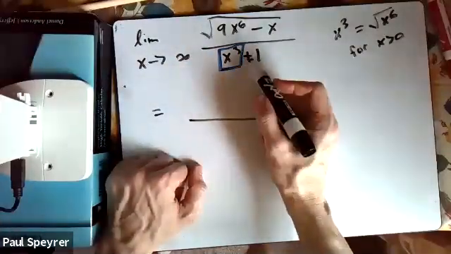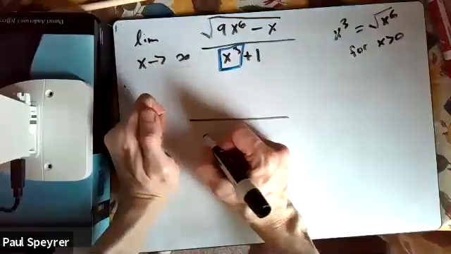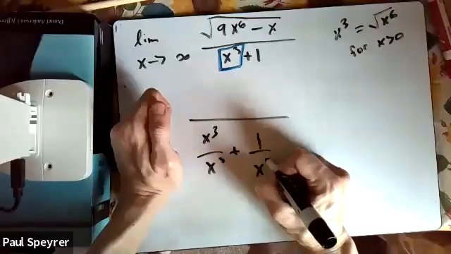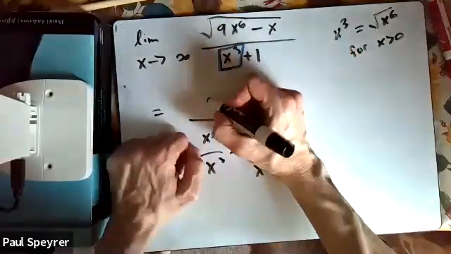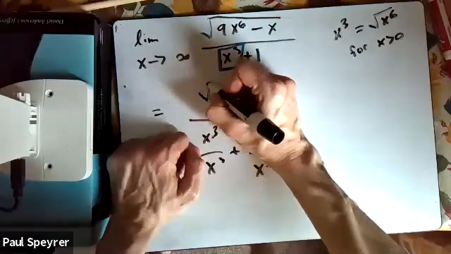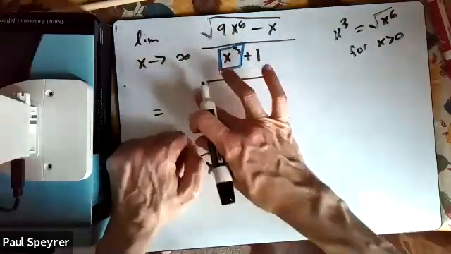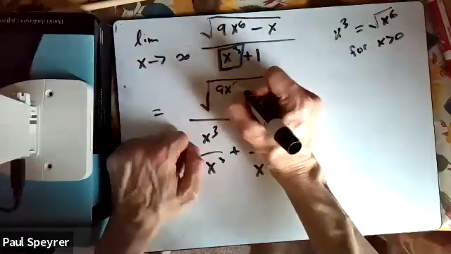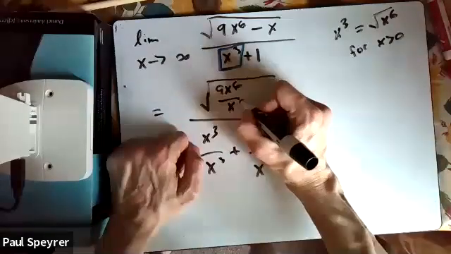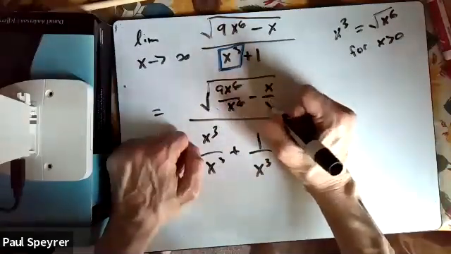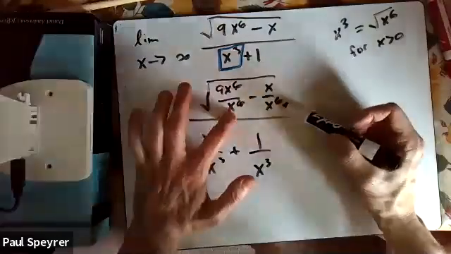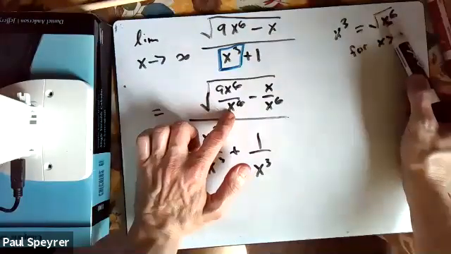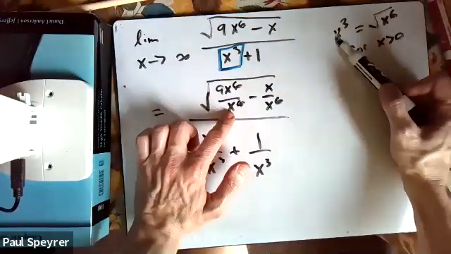So for the denominator piece, because none of that is inside of a root, we're still going to divide everything by the x cubed. For that top piece, though, we're basically going to have the square root of 9x to the sixth over x to the sixth minus x over x to the sixth. So remember, you may be thinking, where did you get that x to the sixth from? Remember, the square root of x to the sixth is the x cubed right there.